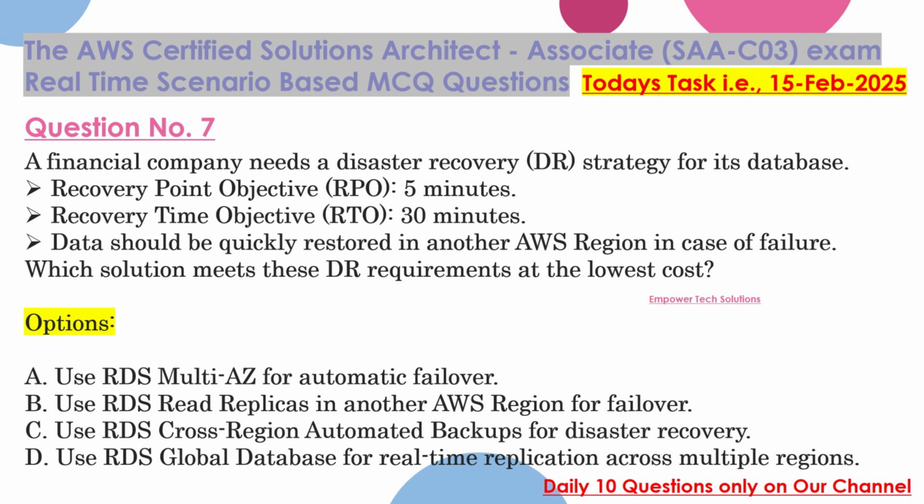Options: A. Use RDS Multi-AZ for automatic failover. B. Use RDS read replicas in another AWS region for failover. C. Use RDS cross-region automated backups for disaster recovery. D. Use RDS Global Database for real-time replication across multiple regions.